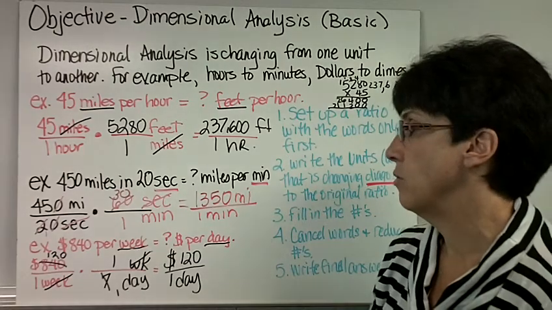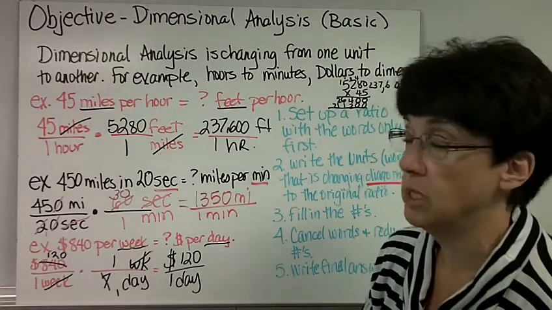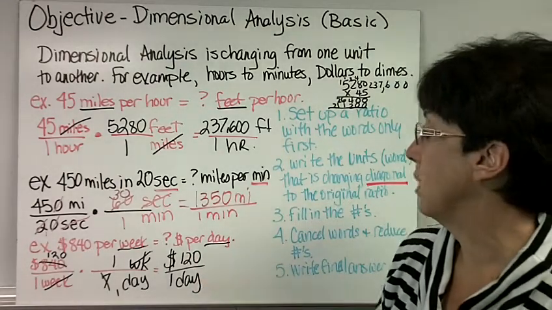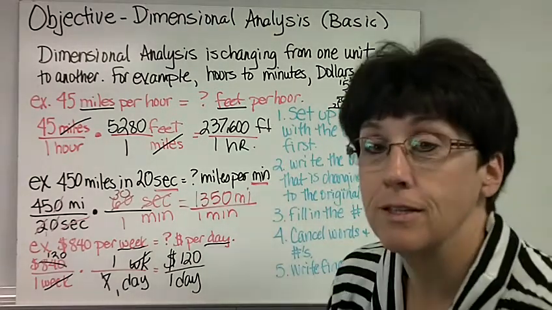So if you make $840 per week, assuming it's a 7-day week, which is what we always assume on these unless told differently, then you would make $120 per day. And that's it for our basic dimensional analysis.